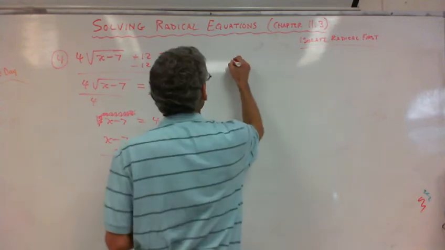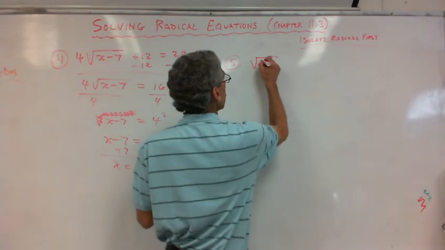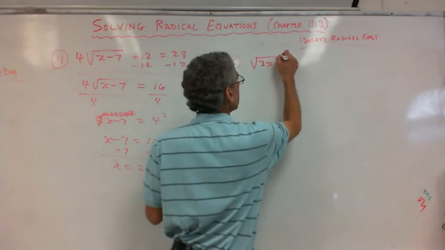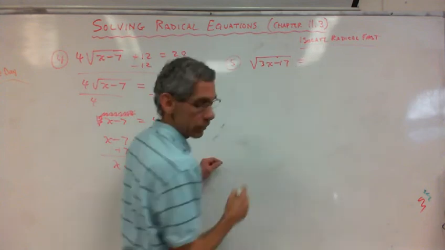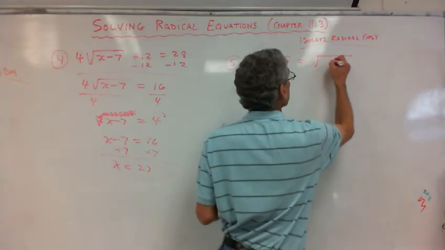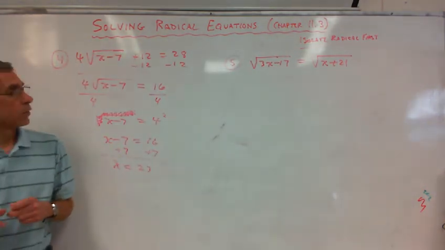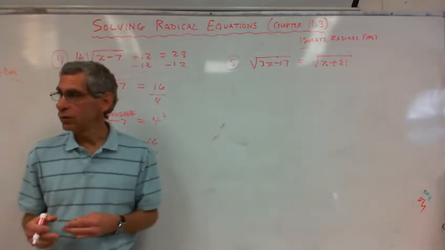Okay, 5. There's just a bunch of examples. What if I gave you square root of 3x minus 17, that's all under the square root sign, equals square root of x plus 21? Okay, Emma, what would you do?